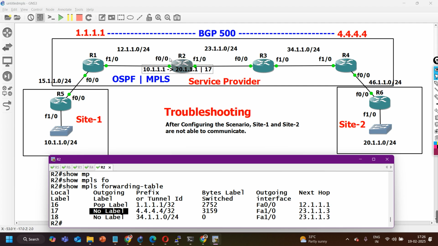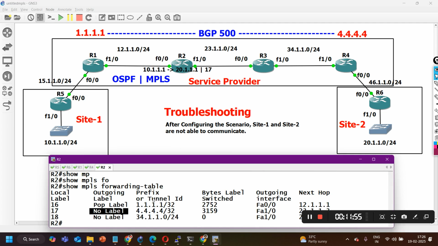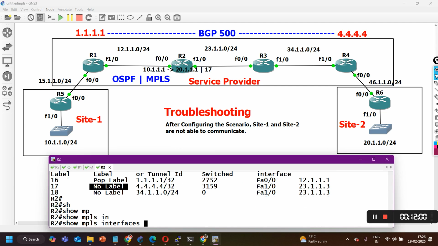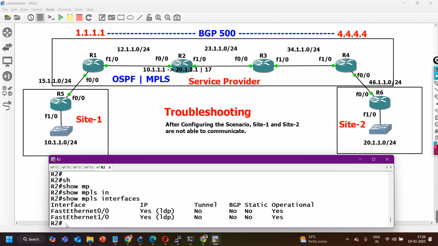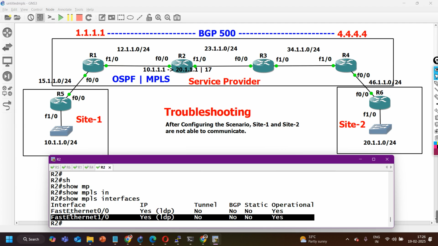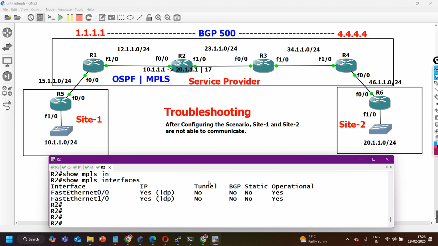So here what will we verify? We'll verify the MPLS. We'll check whether MPLS is running fine or not on router number 2. So MPLS interface. Here you can see MPLS is enabled on both interfaces. Let me check LDP neighborship. Which protocol are we using? LDP, right? So router 2 should have 2 LDP neighbors.